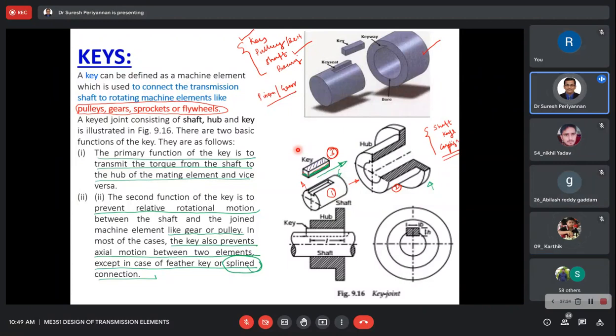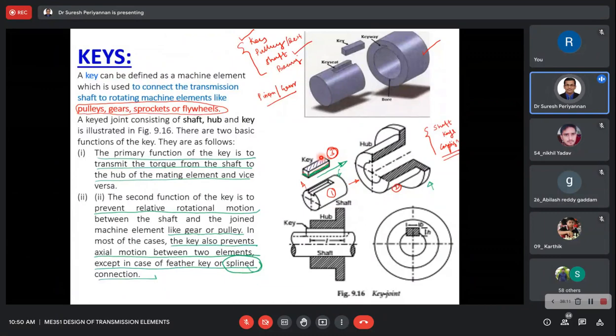Key only. For example, once the key fails, we can easily replace it, and the cost of the component is also very low. Suppose the shaft fails, then the shaft is connected to maybe the engine or the motor, so it will be a bigger problem. Replacing the shaft costs more. Hence, the key design is very important.